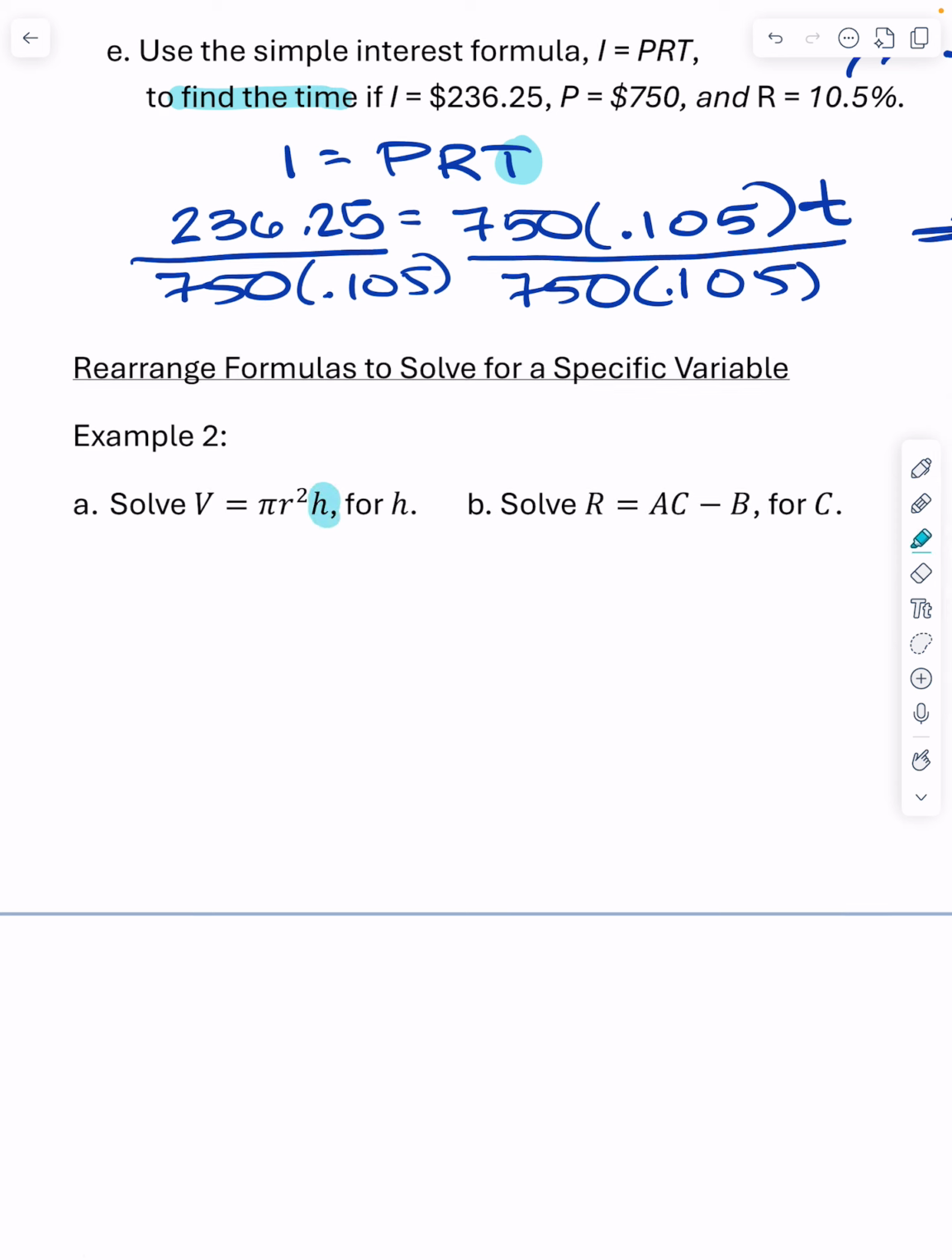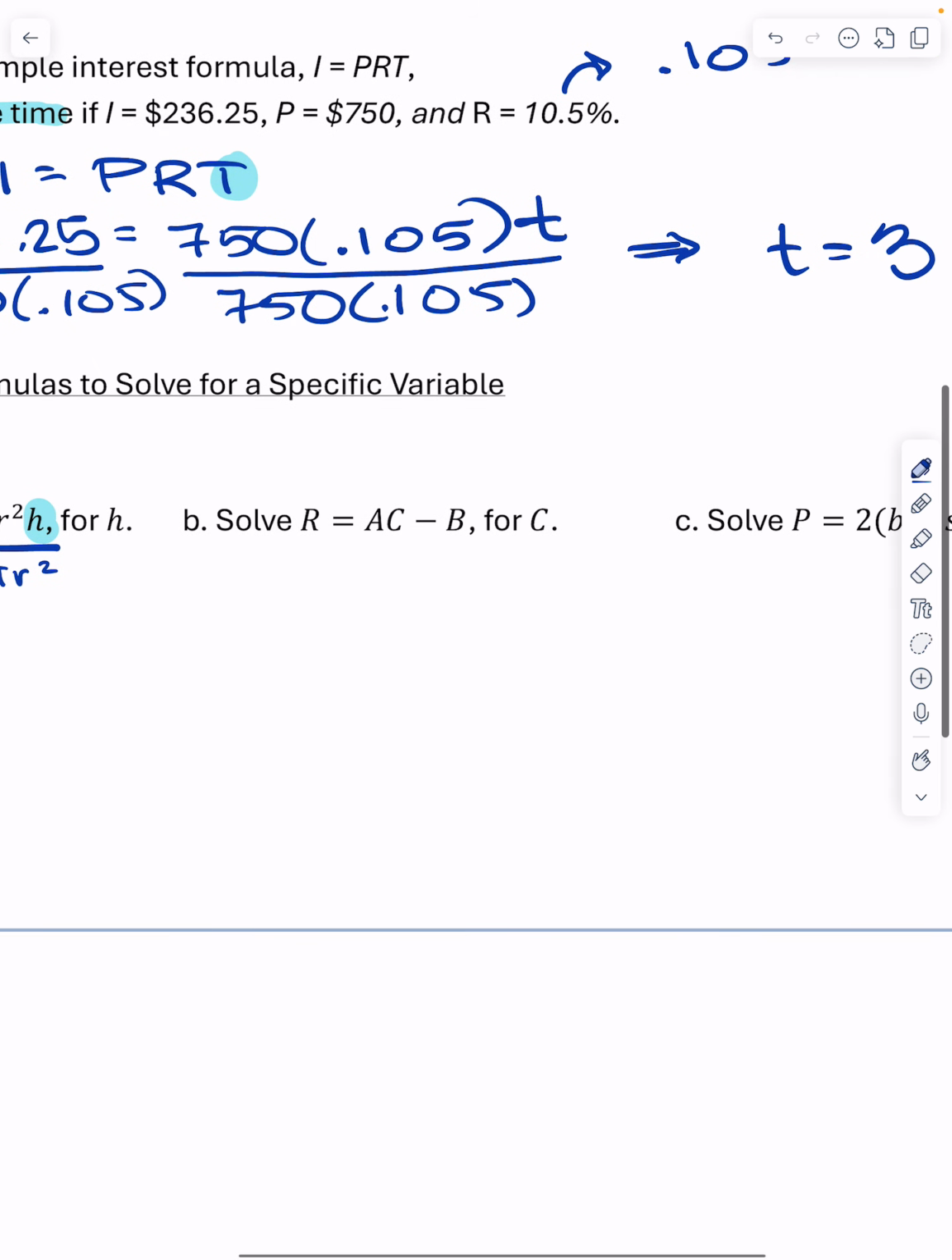Okay, solving for a specific variable. I'm going to highlight the variable we want to solve for. All that means is I want to leave the h by itself on this side, so I'm just dividing by everything else. Remember, these all represent numbers. Doesn't matter if I know what they are. Operations work the same. For B, we want to solve for C. I'm going to start by adding the B to both sides. And since I want C by itself, then I'm going to divide by A.